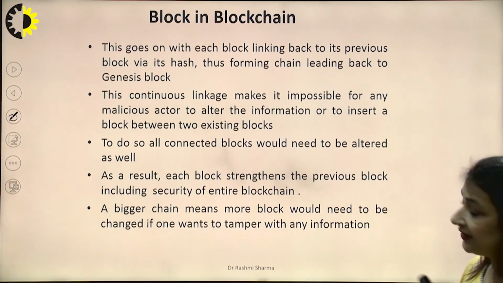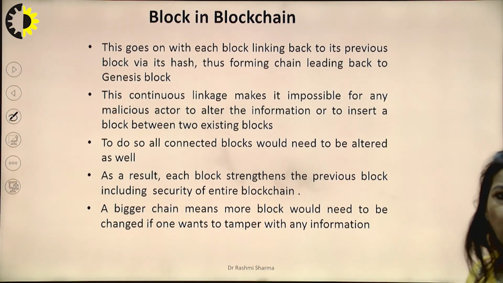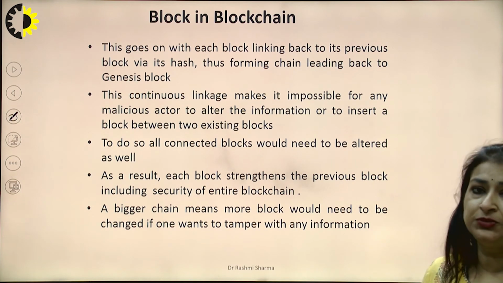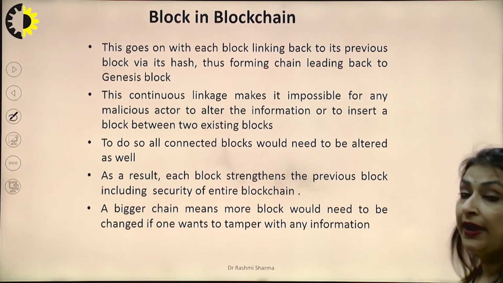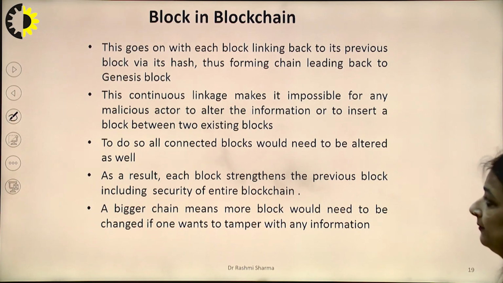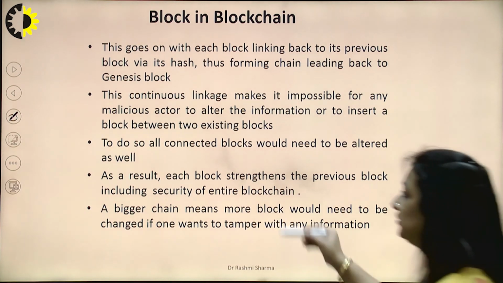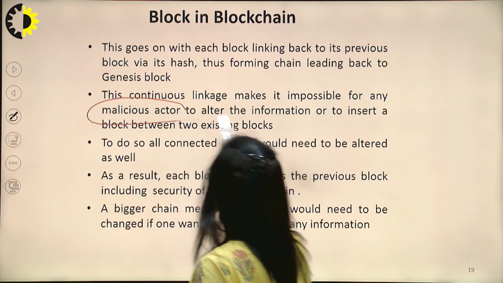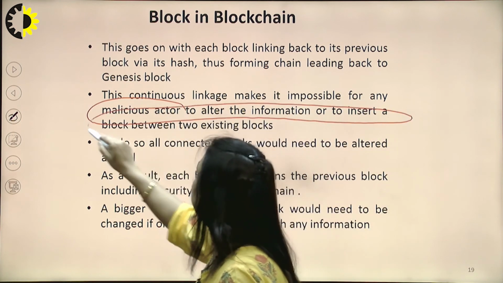So this defines the chaining rule. This goes on with each and every block linking back to back, and we have the previous block via this particular hash value, thus forming a chain leading back to the genesis block. This continuous linkage makes it impossible for any malicious actor to alter the information or insert any block between the two existing nodes.